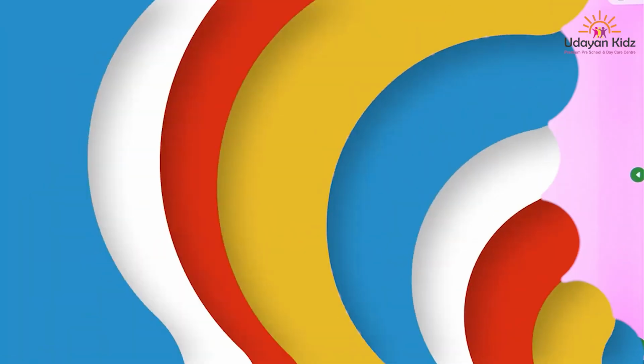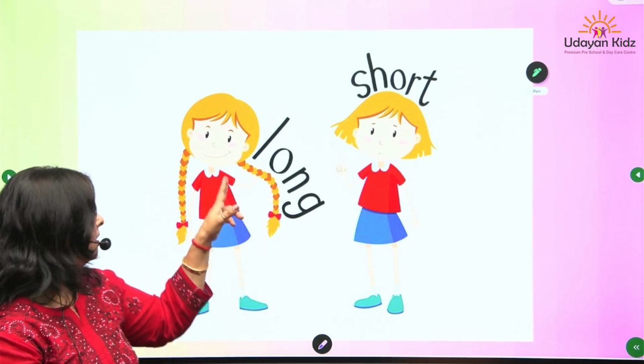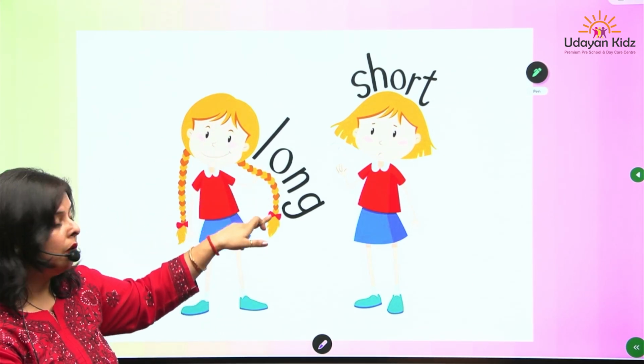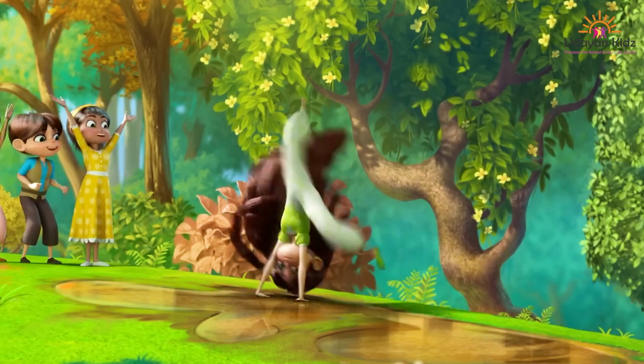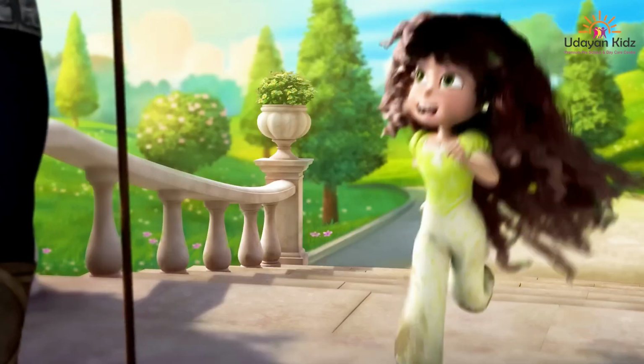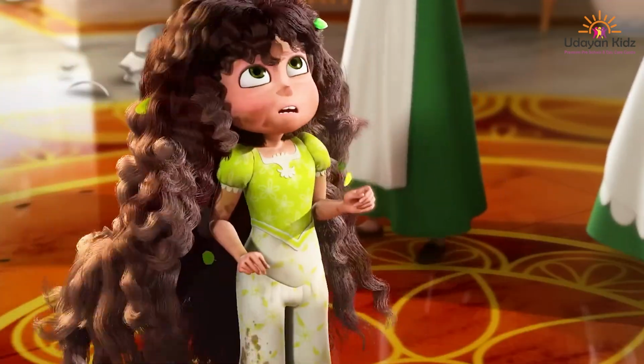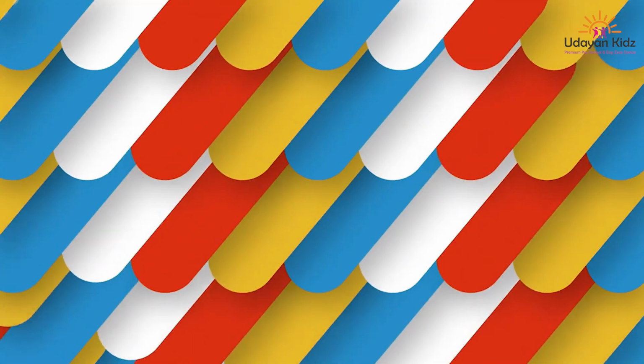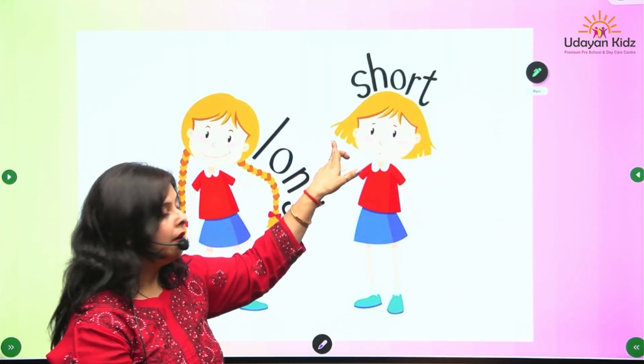Okay? What is this? This is a girl. This girl's hair is long. And this girl's hair is short.